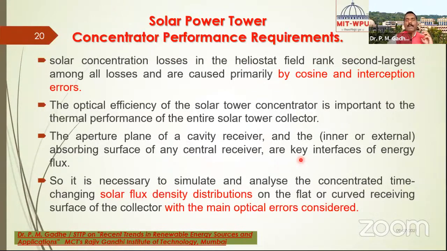Before commissioning any thermal power plant, it is important to calculate how much solar radiation will fall on the receiver and what the density distribution is, that is, how the solar radiation will be distributed onto the receiver. So it is necessary to simulate and analyze the concentrated system on the time-changing solar flux density distribution on the flat or curved receiving surface of the collector, mainly considering the optical errors. We have to consider the optical errors associated with the heliostat systems, and based on that, we find the solar flux density distribution.